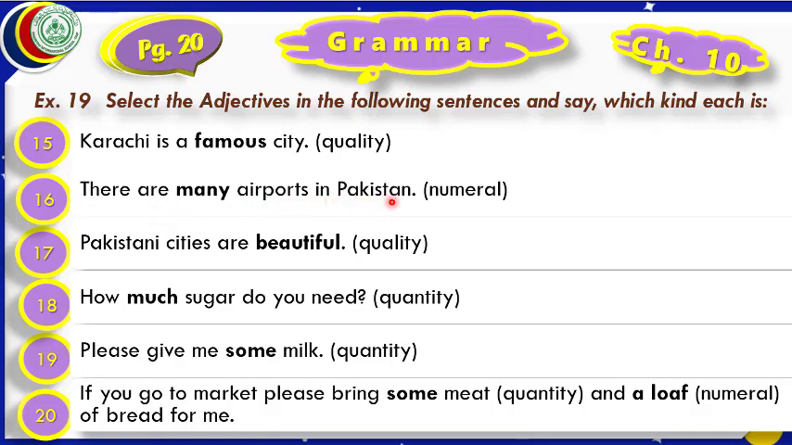There are many airports in Pakistan. Many is telling us about number. It will be numeral. Pakistani cities are beautiful. Beautiful is the quality. This will be adjective of quality. How much? Much is telling us quantity. When there is written how many, many becomes numeral. How much? Much is the quantity.